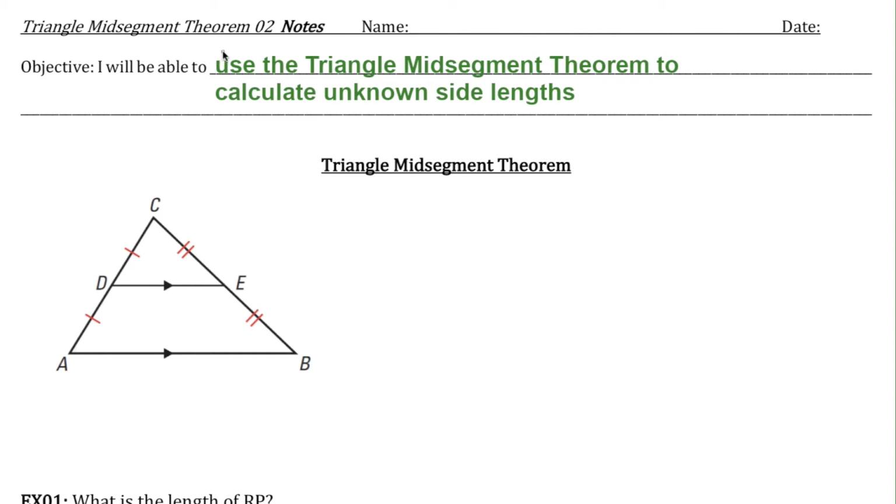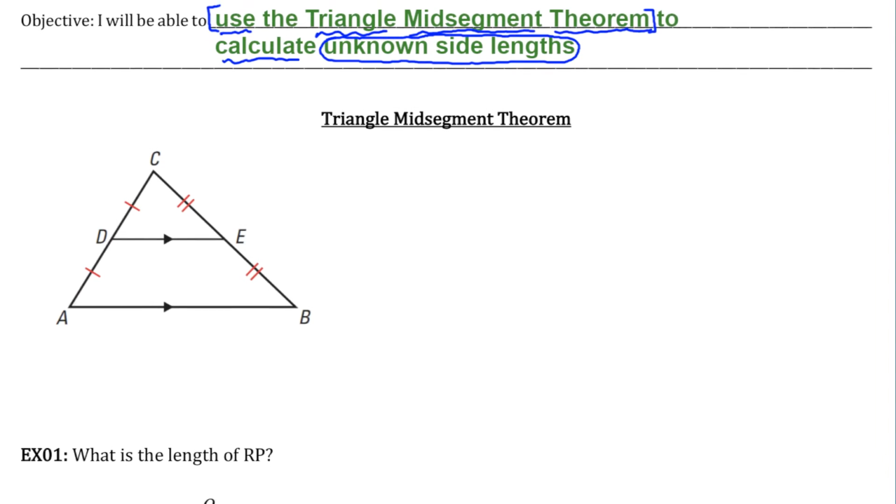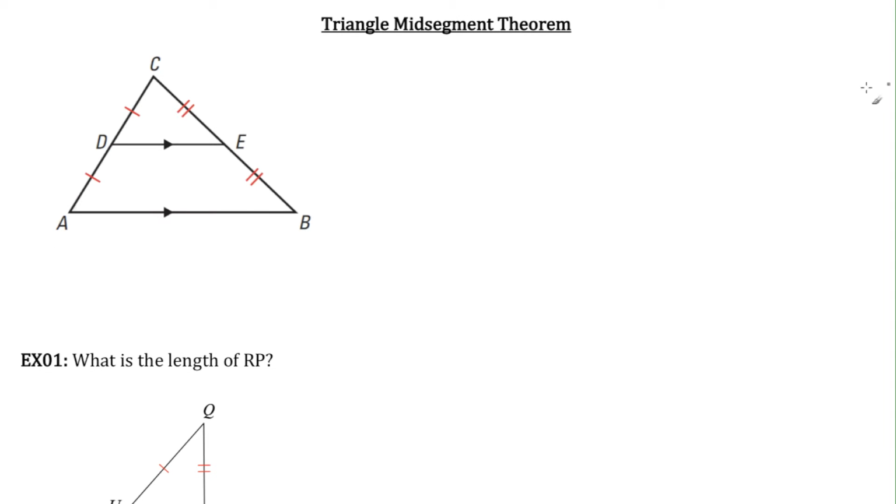Alright, so in this lesson we are going to use the triangle midsegment theorem. We're going to use the triangle midsegment theorem to calculate unknown side lengths. Now before we can use the triangle midsegment theorem, we first have to figure out what it is. We have to know what it is.